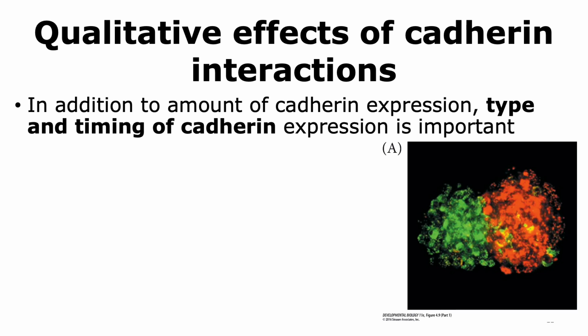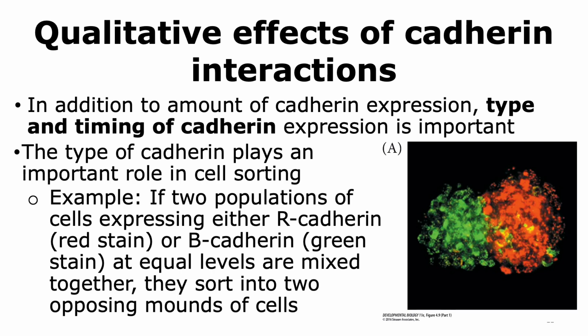In addition to the amount of cadherin expression, the type and timing of cadherin expression is also crucial for development. The type of cadherin plays an important role in cell sorting, and we're going to look at an example where we have two populations of cells expressing either R cadherin, shown in red, or B cadherin, shown in green, and they are present at equal levels and are mixed together. Now, if we look at the figure here, we can see these two types of cells sort out into opposing mounds of cells with a distinct border between them.